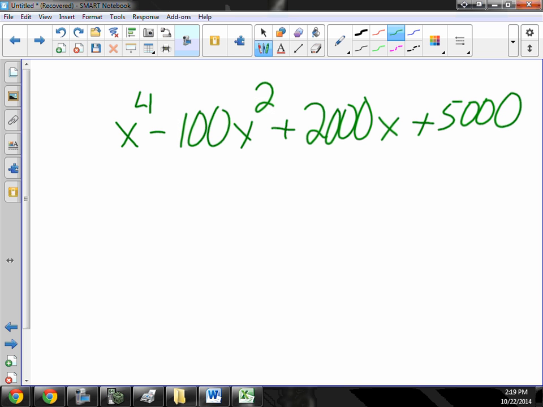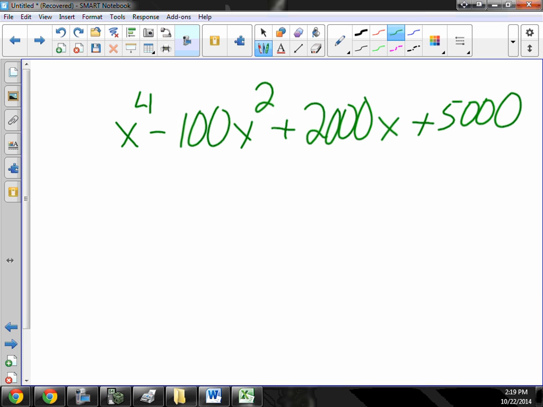Let's start at 0. We have 4 terms. When x equals 0, which is the most powerful of all 4 of those terms? The 5000. Everybody agree? When x is 0, this has more influence on the graph than anything else. Okay? When x equals 1, which one is the most powerful? Still the 5000.